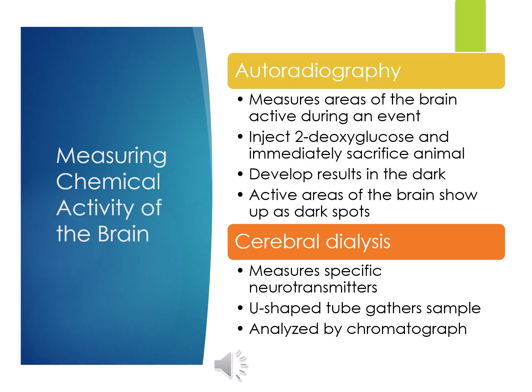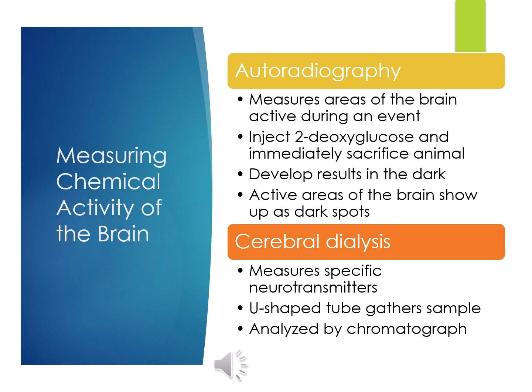Radioactive 2-DG is injected, and then the animal performs the behavior of interest. Then the animal is immediately killed. Its brain is removed and sliced, and the slices are coated with a photographic emulsion. After a few days in the dark, the areas of the brain that were particularly active during the test show up as dark spots of radioactivity.